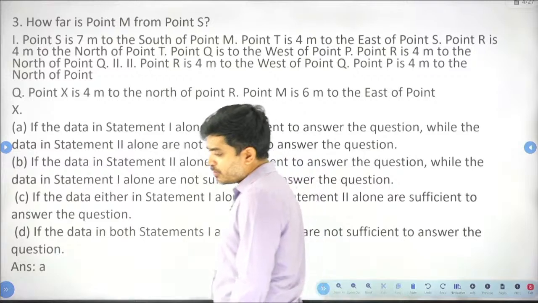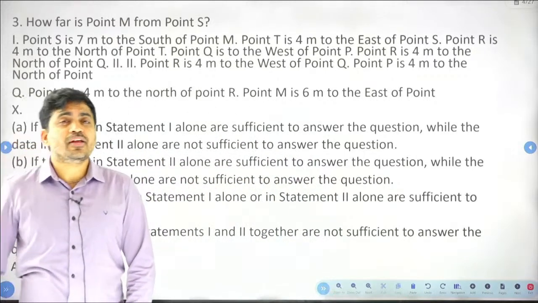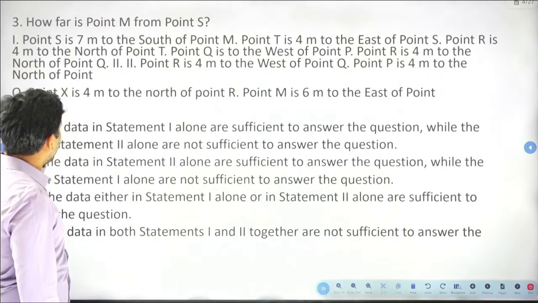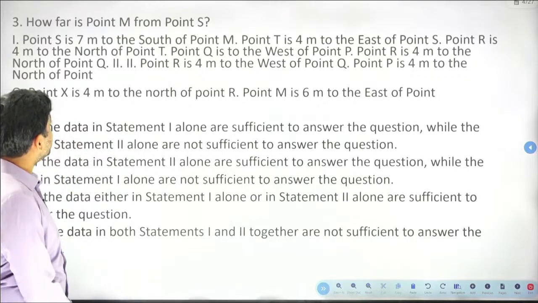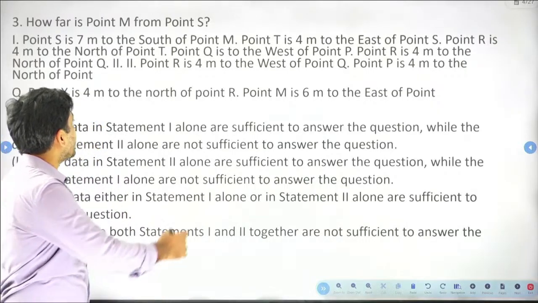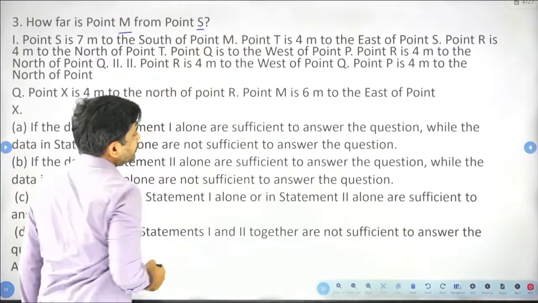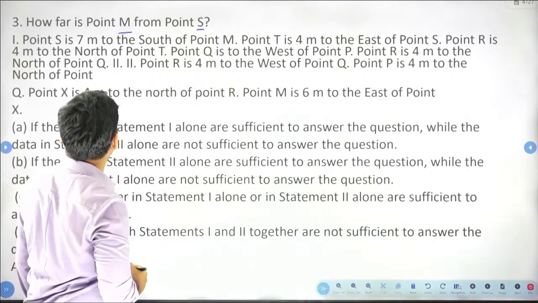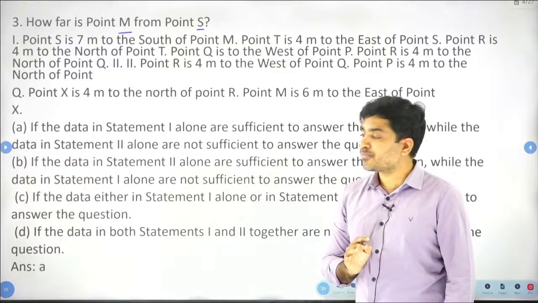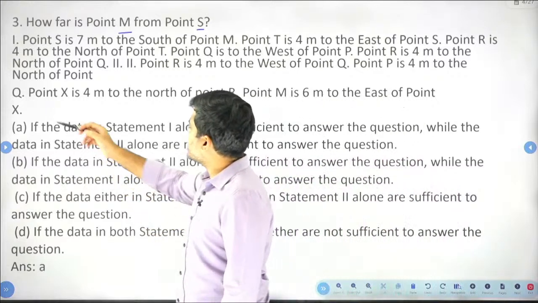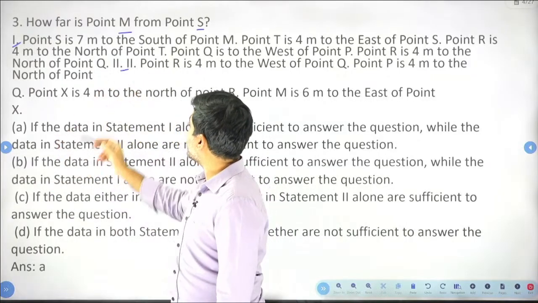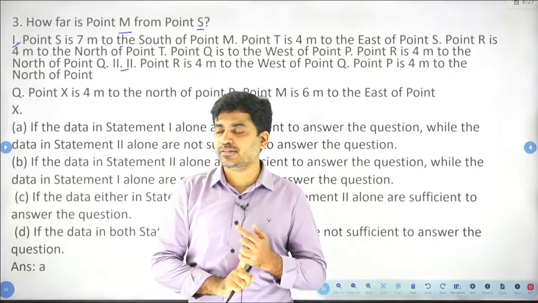Go to the third question. What is given here? Some big passage, something like that. The third one is, how far is point M from point S? We need to find the distance between M and S. Based on the given statements, we have to find the answer. Maybe just statement 1 is enough to get the answer, or maybe statement 2 is required to get the answer. We have to find this.